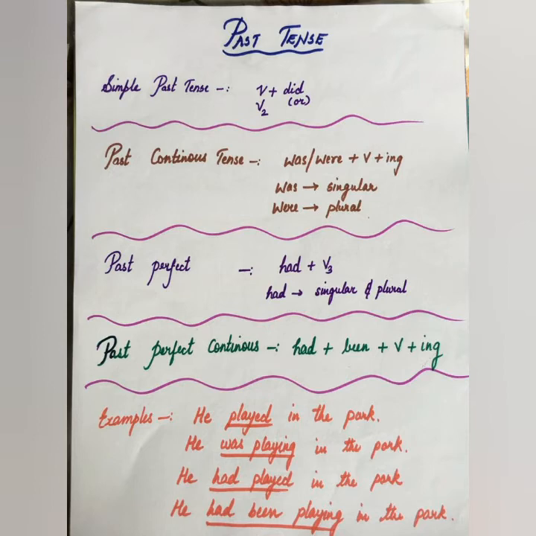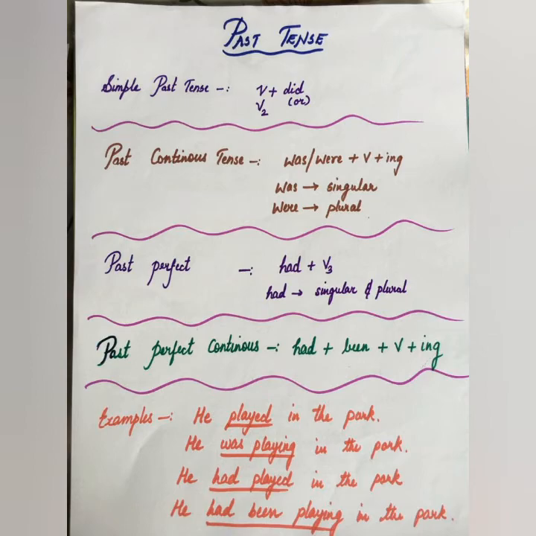Now let us have a look at the examples which I have written in red in the image. He played in the park, ed form, that is V2 form. He was playing, he is singular, that's why we will be using was. Playing, play plus ing, playing in the park. He had played, ed form, V3 form. He had played in the park. And in the past perfect continuous we have he had been playing in the park.